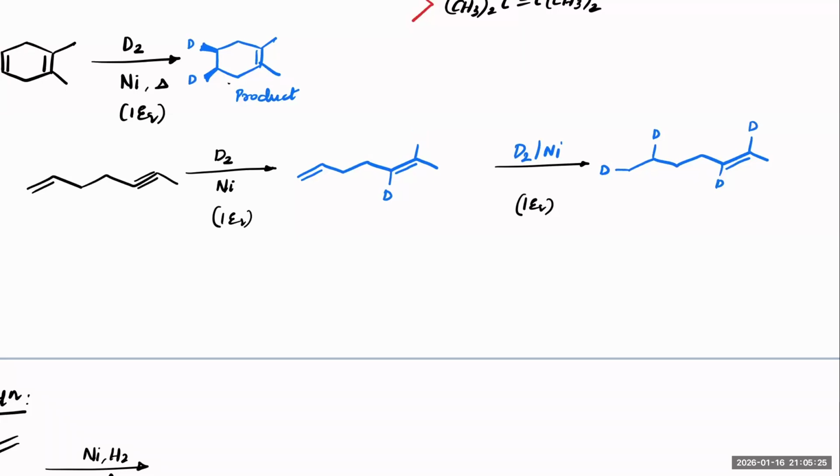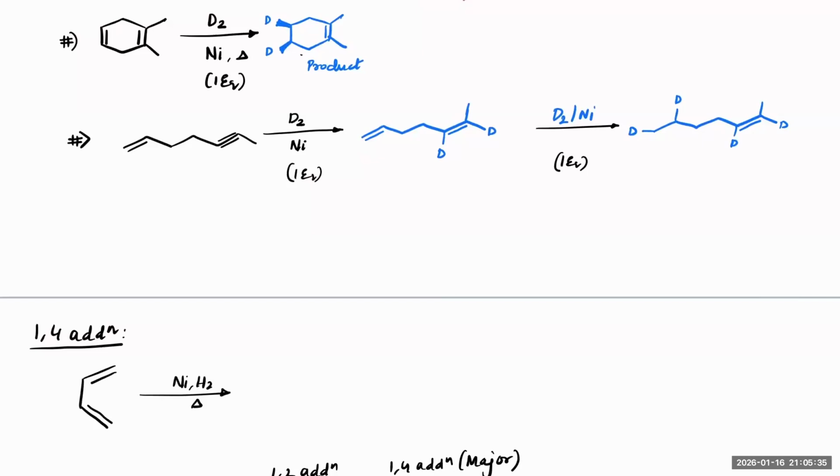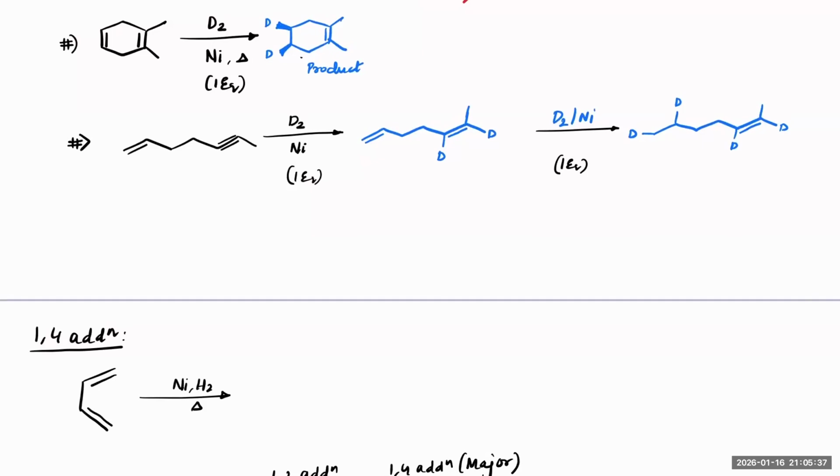Sorry, here I wrote it like a trans. You know that it is a syn addition. So methyl will be here, deuterium and deuterium, like this. Clear? This is the final product. All good? Next.